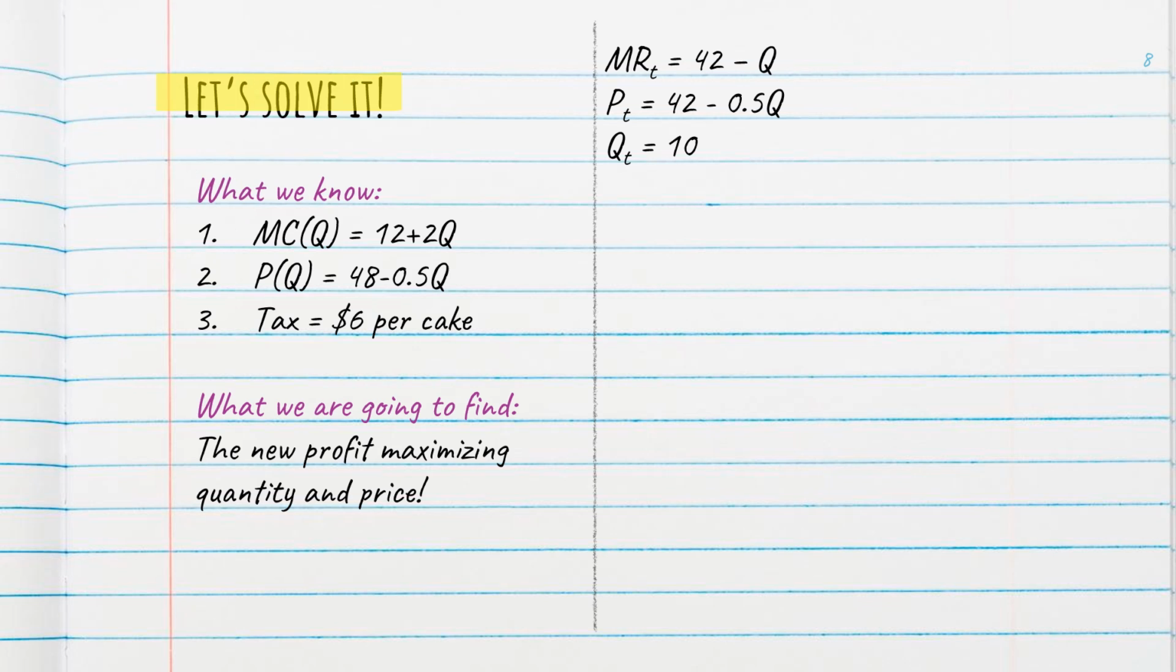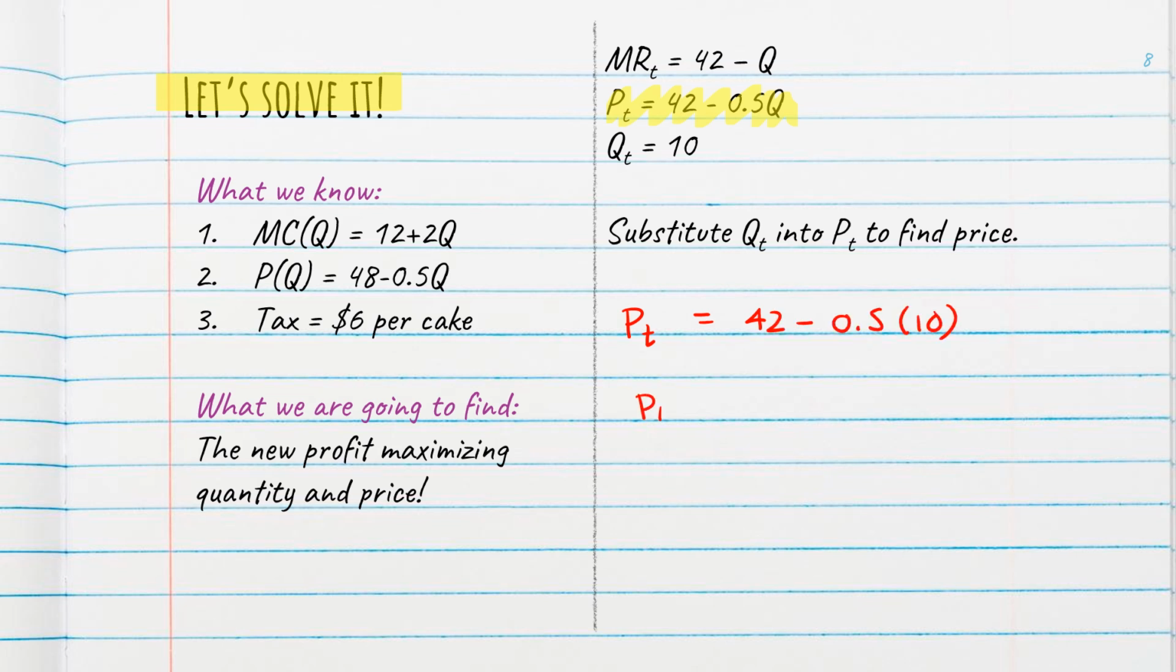The final step to finding the new profit maximizing quantity and price is to substitute that Q equals 10 into the updated inverse demand curve. A common student mistake is to plug it into the original inverse demand curve. That's wrong. You have to plug it into the updated demand curve. So we get that the price under the tax is equal to 42 minus 0.5 times 10. So that's PT equals 42 minus 5, which is $37. So we have our final solution. The price is $37 and the number of units sold is 10.